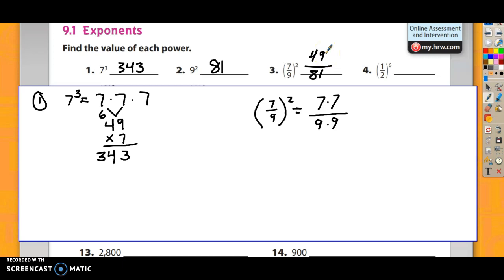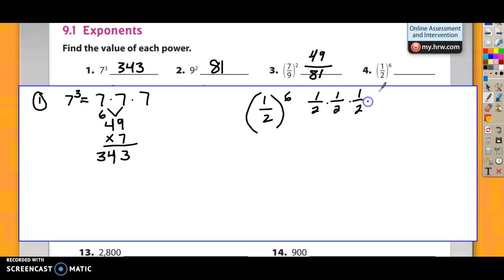Number 4 is 1/2 to the 6th power. Let me show you what that means here. 1/2 to the 6th power means I'm going to have a bunch of 1/2s. I'm going to have 6 of them. The numerator is super easy because 1 times 1 times 1 times 1 times 1 times 1 is 1.